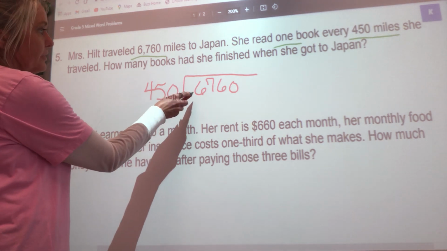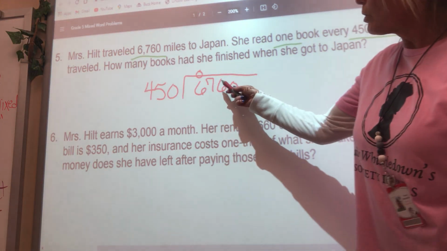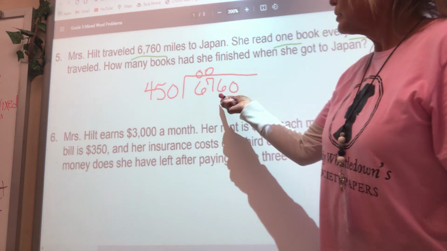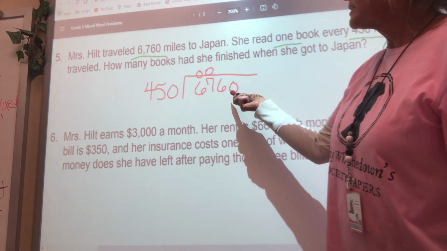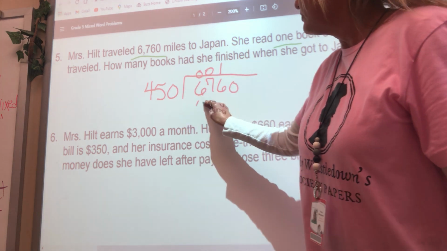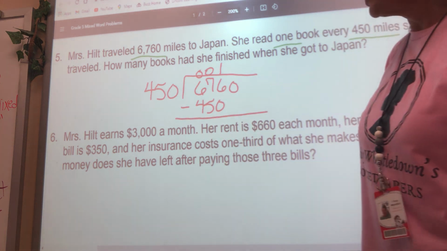So we know 450 won't go into 6, so we placeholder 0. We know it won't go into 67, so we placeholder 0. We do know it'll go into 676, and it'll go one time. So 1 times 450 is 450. And then we subtract as usual.